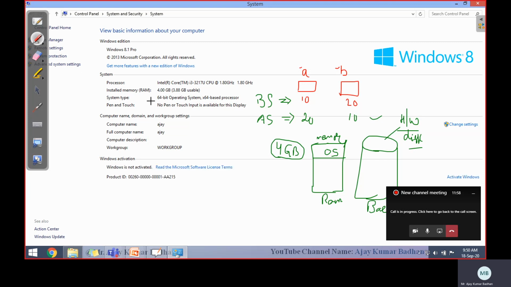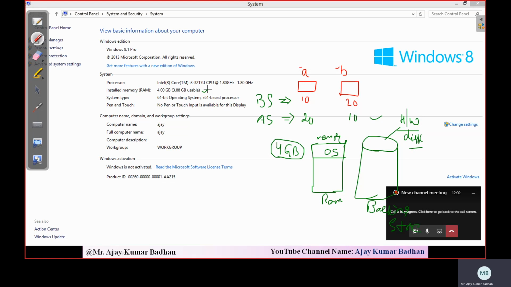Please look carefully here. You can see something called installed RAM. My system actually consists of 4 GB of RAM. But how much can I use here? 3.88 GB. Then what about the remaining 0.12 GB? I cannot use that 0.12 GB. Apart from 4 GB, I can utilize only 3.88 GB. Okay, what about the remaining 0.12 GB?